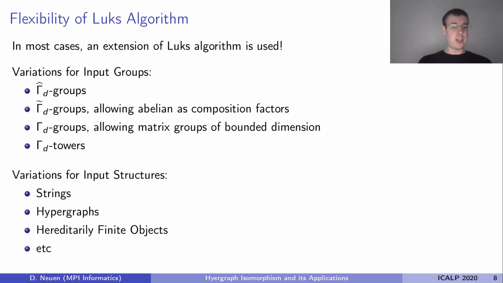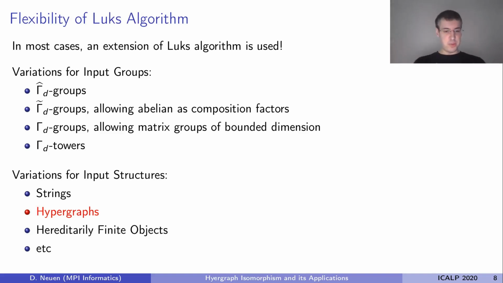And then there's the second variation, which is on the input structures, where we may not only consider strings, but also more complicated objects, like, for example, hypergraphs, or any type of hereditarily finite object that is built by iteratively nesting sets and tuples. Okay, and it works out that Luks's algorithm, maybe with a few modifications, actually works for all of these settings. And, well, as you can maybe already think, this is what most of the algorithms from the previous slide exploit. So in particular, when you take a closer look, a very common extension that is used is the hypergraph isomorphism problem.